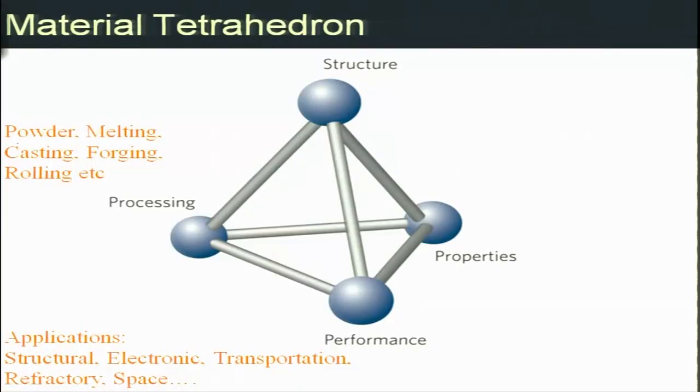So, how do you make them? There are various methods by which you can make materials. You can do powder processing. You can start from a powder and then make a particular component, or you can start by a melting route, which has to be then casted. After casting, you may provide some more mechanical treatment, like you can forge them or you can roll them, depending upon the material and what you want to do with that. There are a variety of processing methods that are available.